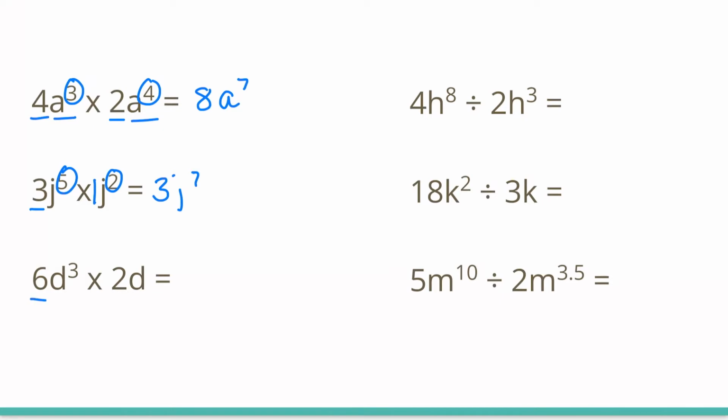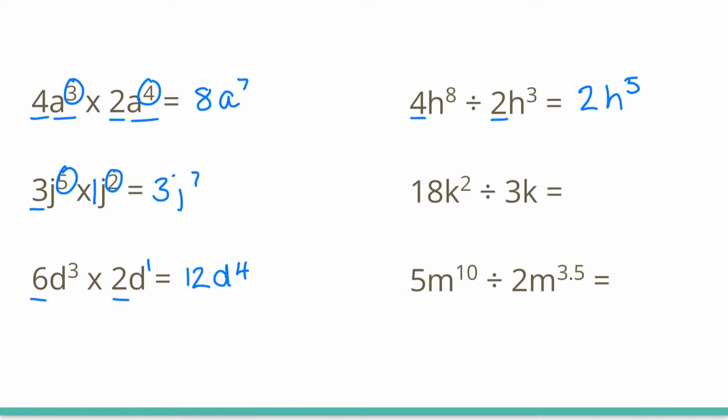The next one is 6 times 2. And then I've got d cubed times d, which is d to the 4. Don't forget you've got a 1 here, and therefore it's 3 plus 1. The next one is 4 divided by 2, which is 2. And then I've got h to the power of 8 divided by h to the power of 3. So that means that I'm doing 8 minus 3, which is 5.